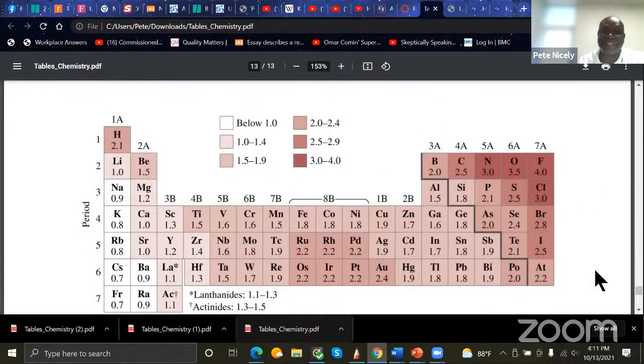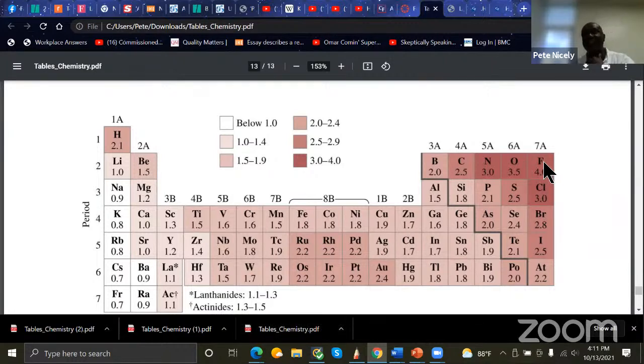Okay, so this is the table that you'll be using for any reference for electronegativity, all right? So this is basically what you'll be using. And as I said before, the maximum number as far as the electronegativity value is 4.0. As you can see, that's fluorine. So fluorine is the most electronegative element. And then you have the others, all right?